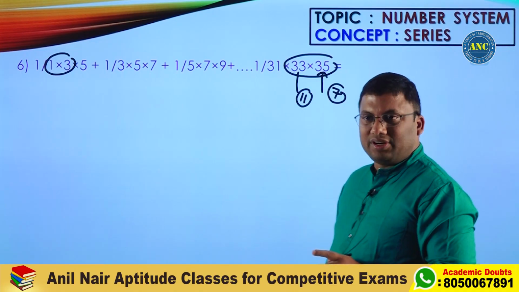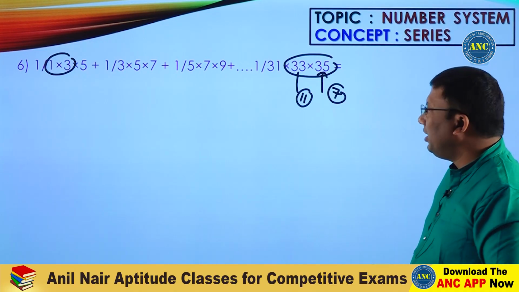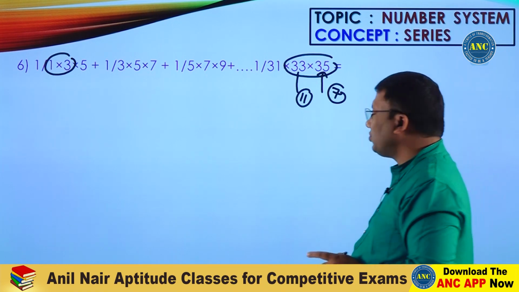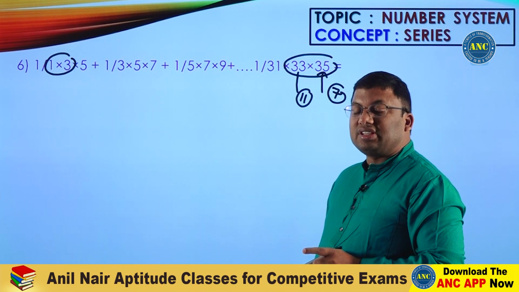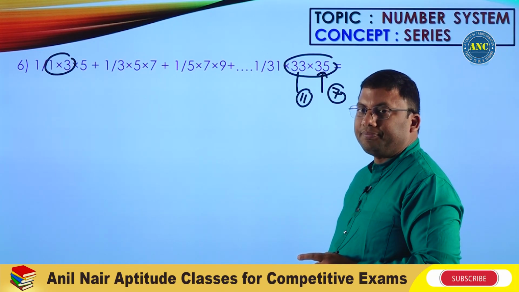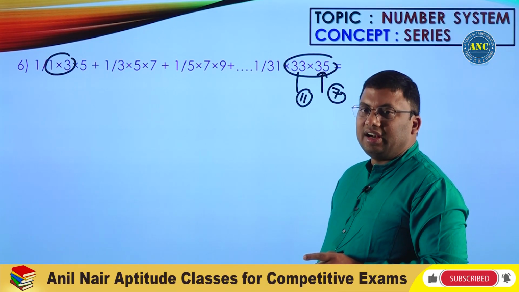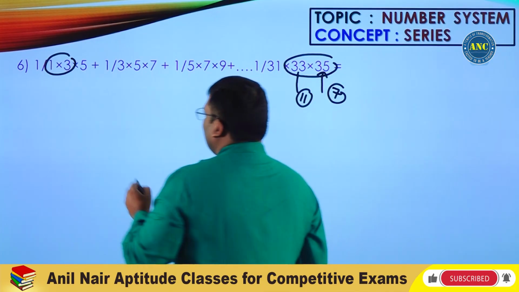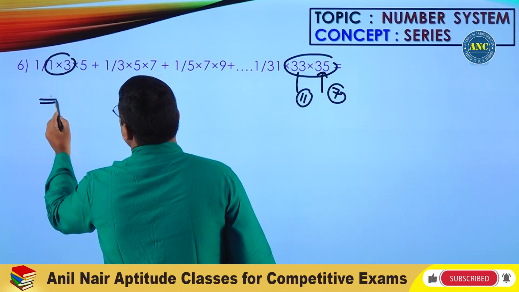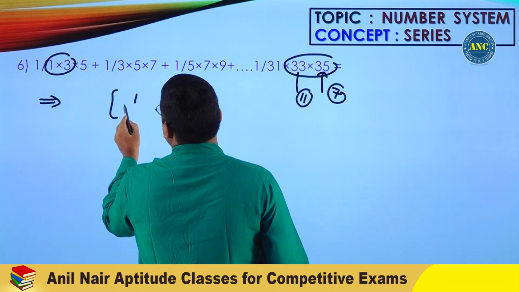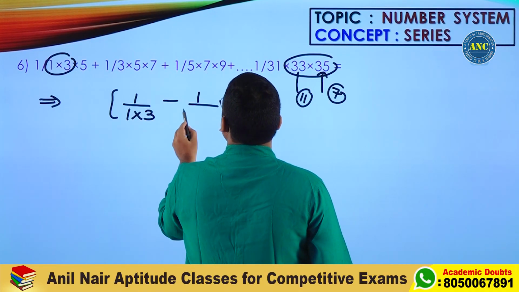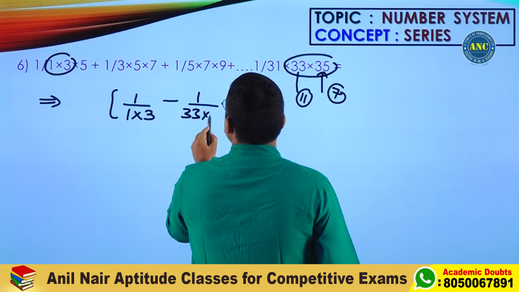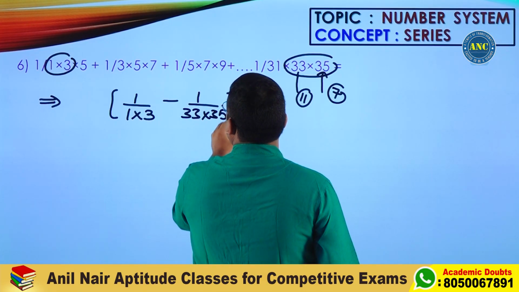Please write down that point. The denominator should have values related to 7 and 11. If 3 values are there, the answer will be: write down the first 2 values and the last 2 values. This is the traditional method.